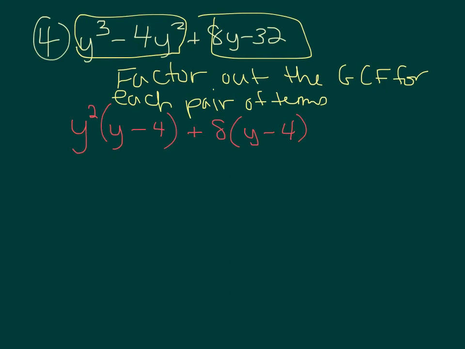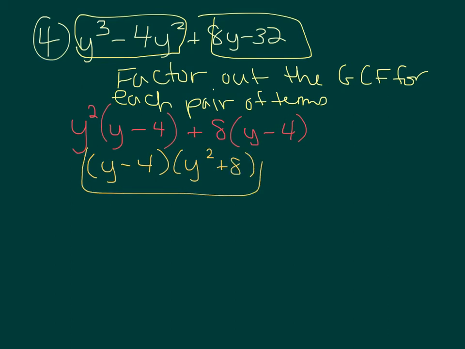In general, the only thing that might be different is that I might have just the opposite sign where you would have to take out a -1. If we're grouping though, every other problem I give you will be able to get in this form. So then from here, you do exactly what we did in numbers 1 and 2. We factor out the y minus 4. We're left with y squared plus 8.